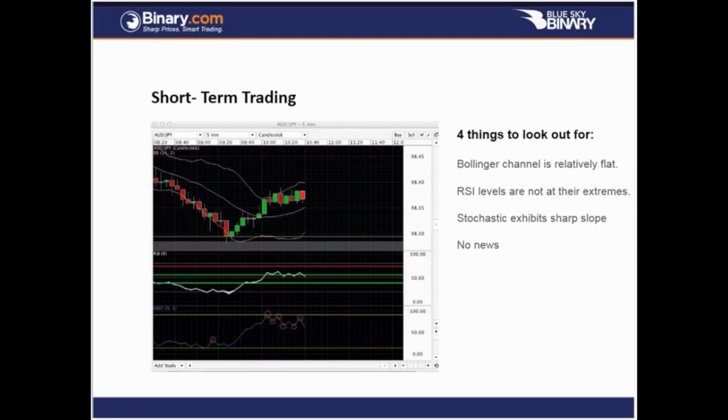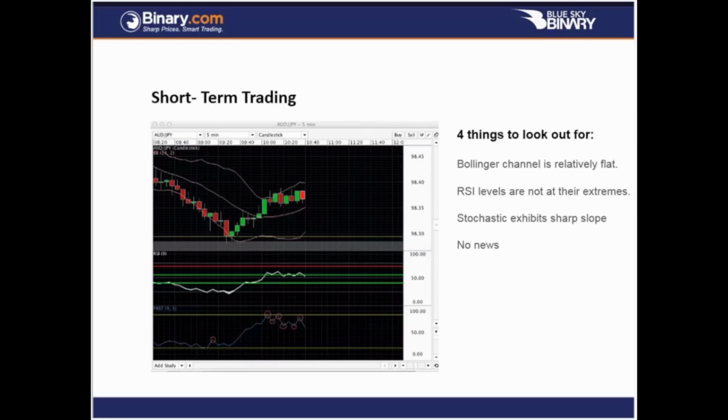Okay? You want the RSI to be between 30 and 70. So you want the RSI to be somewhere here, as it is right now. And then you are looking for very sharp slopes on the stochastic indicator and very sharp movements on the actual candlesticks. When this happens, then you can trade the reversal.